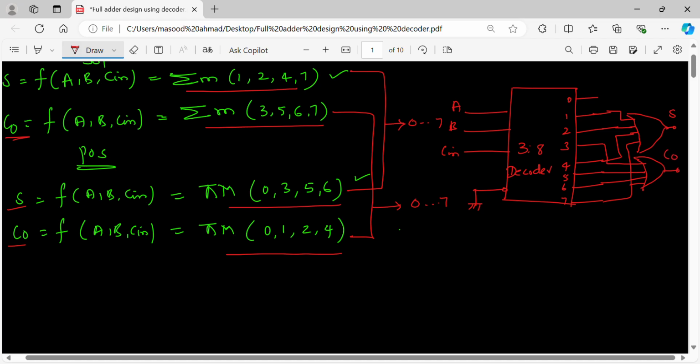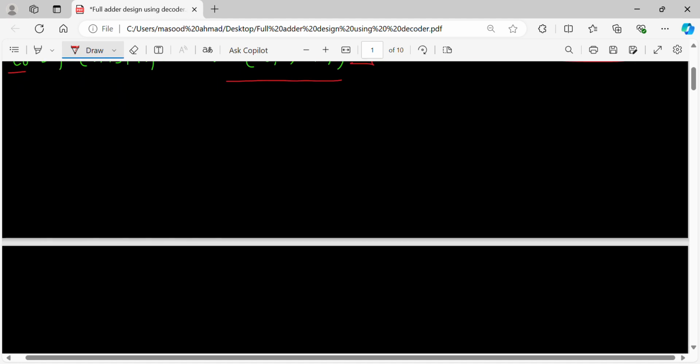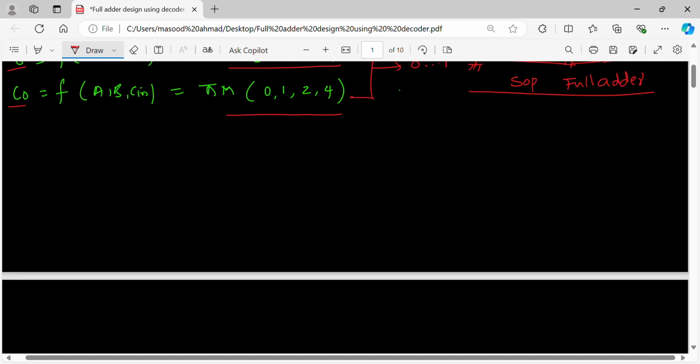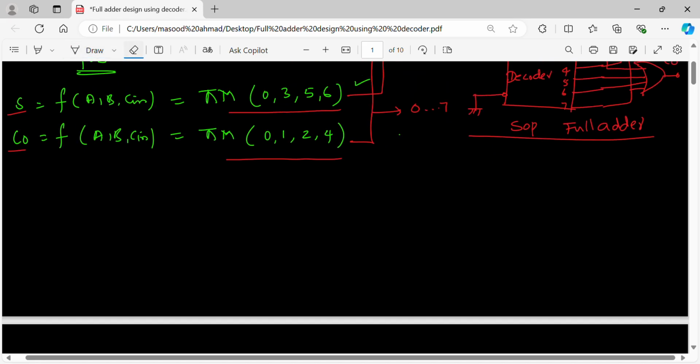So this is how, by using a 3 to 8 decoder and using SOP expressions, I can implement a full adder. If I use POS expressions, I can also implement it. Instead of this decoder, I can go for an active low output decoder. So now if I go for an active low output decoder, let me implement it here itself.